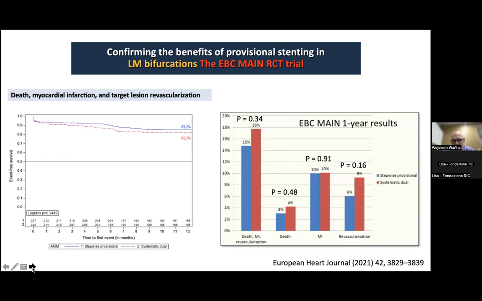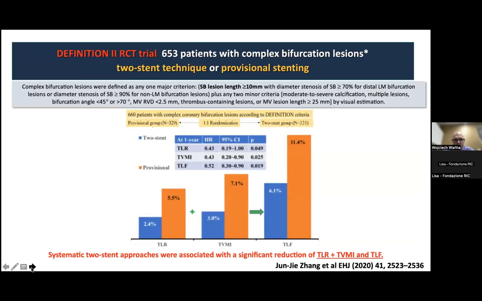There were no significant differences in terms of death, myocardial infarction, and revascularization. So in contrast to that study, we also have the other randomized controlled trial, the DEFINITION II randomized controlled trial, which was published in 2020. This trial consists of more than 600 patients with complex bifurcation lesions. However, it is also important that in this study, there are patients with left main and non-left main bifurcation lesions. So in contrast to the previous study, the long-term results of the DEFINITION II randomized controlled trial show that patients who were treated by a two-stent technique had better outcomes in terms of target lesion revascularization, target vessel myocardial infarction, and target lesion failure.